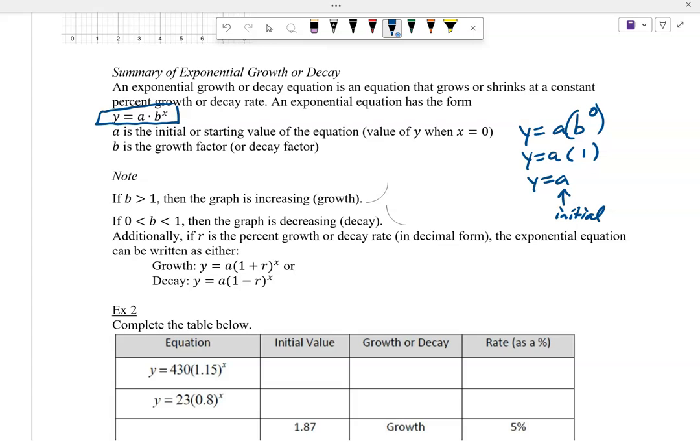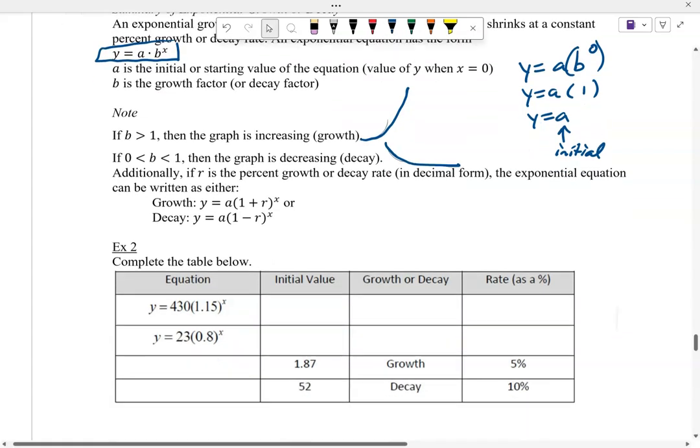If the B value is bigger than 1, you're going to have a graph like we just showed. So it'll grow exponentially. If the B value in there is less than 1, it's going to be an exponential decay type of situation. It decays exponentially.